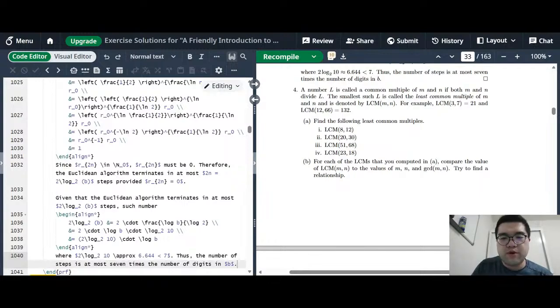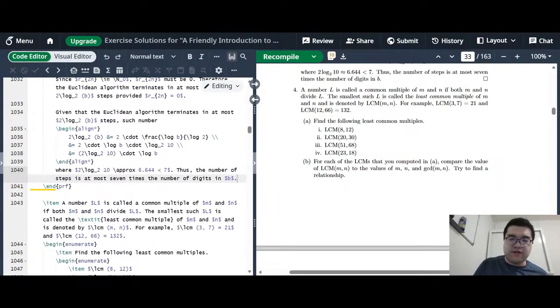Okay, so let's continue. Number 4. A number L is called a common multiple of m and n if both m and n divide L. The smallest such L is called the least common multiple of m and n, and is denoted by LCM of m and n. For example, the LCM of 3 and 7 is 21, and the LCM of 12 and 66 is 132. Okay? So, part A, find the following least common multiples.